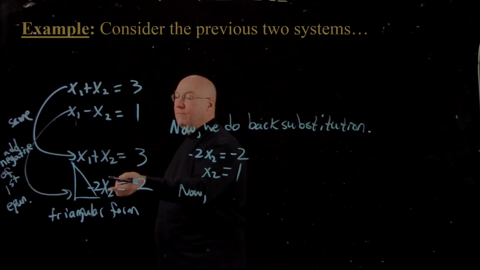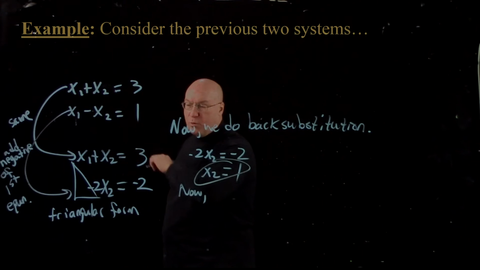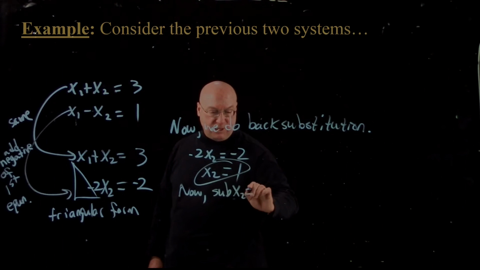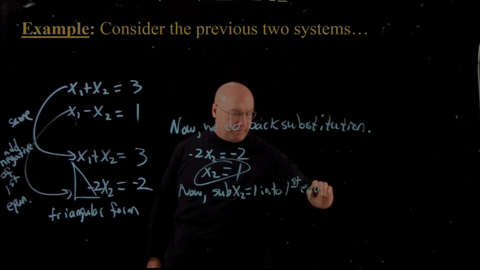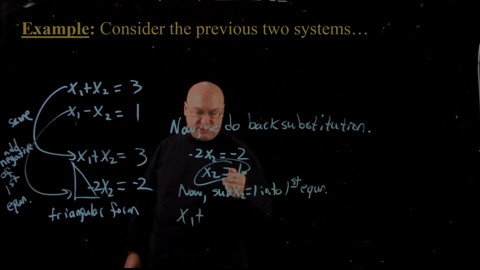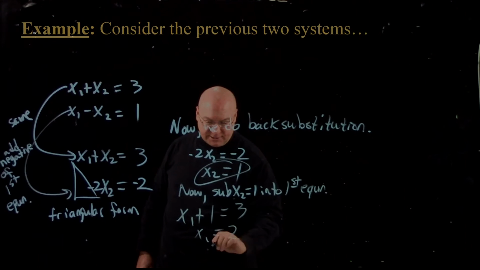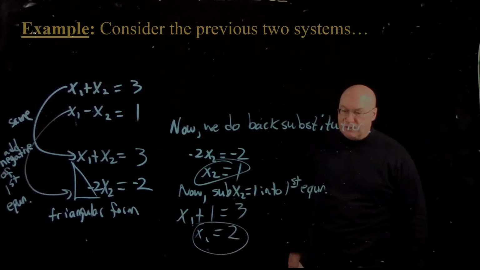Now, go up to the first equation and substitute x2 equal 1 in. So I'm going backwards, right? I'm going upwards. So I have x1 plus what's x2? 1 equals 3, and easily I can solve and get x1 equal 2. So that's how I get my solutions algebraically.